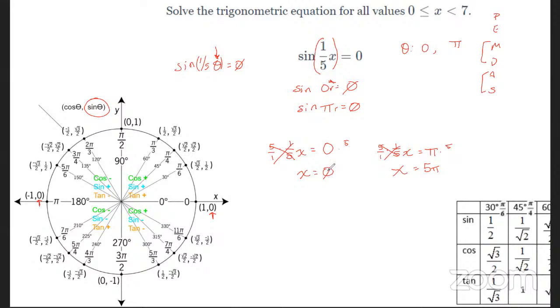So the first one's pretty easy. We have 0 right here. And since we have the ability of it to be equal to it, that is a possible answer. So we can go ahead and include that as one of our answers. But what about 5 pi? How do we figure out if that's within this range or not?